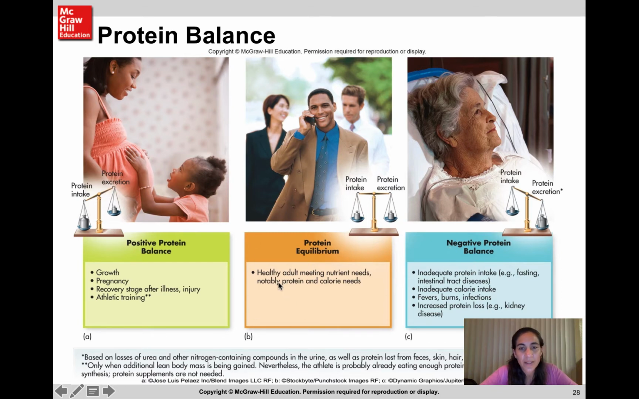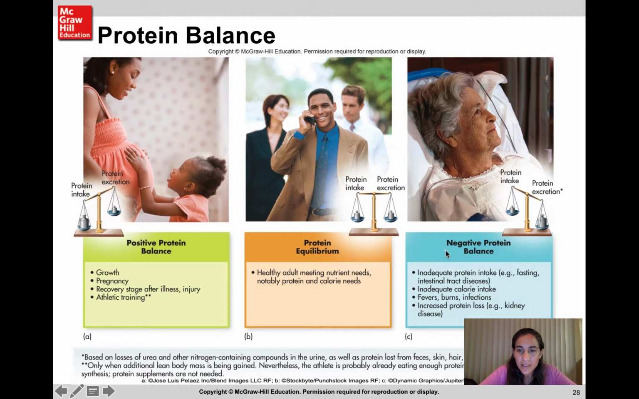Protein equilibrium is where you see healthy adults where they're kind of just maintaining their status, they're meeting their nutrient needs, there is no growth or loss that's occurring. So intake will meet excretion. With the positive protein balance, protein intake is higher than excretion, promoting growth. And then negative protein balance is when protein excretion outweighs protein intake and we have loss of tissue. So tissue loss is occurring.